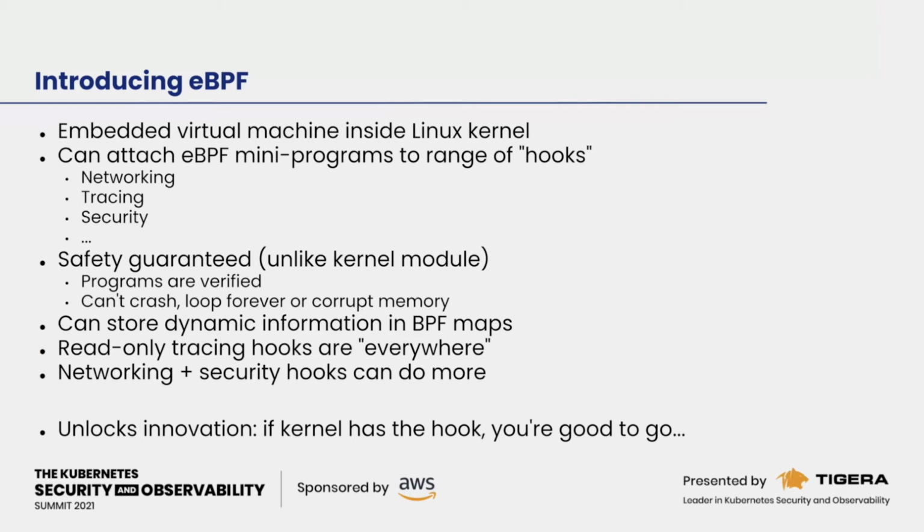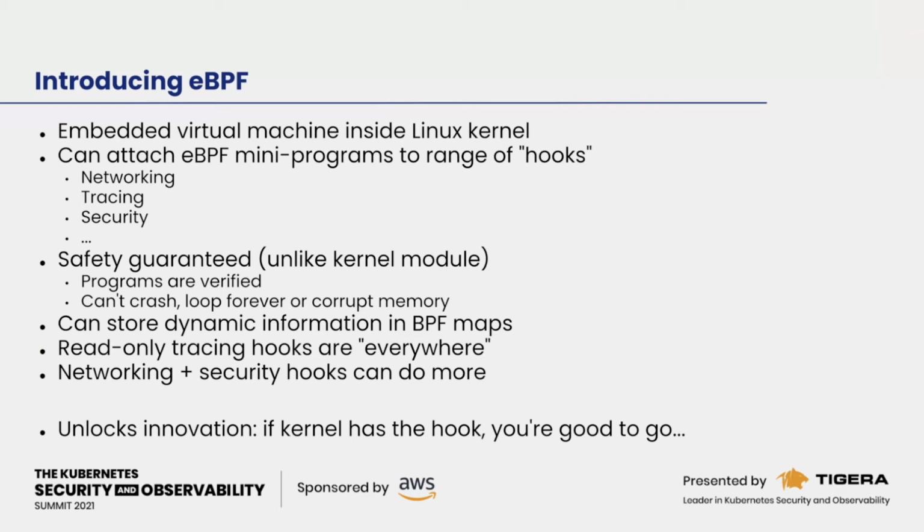There are other hooks. So I mentioned here there are read-only tracing hooks everywhere in the kernel. And the kernel basically allows you to attach a BPF program to almost any function inside the kernel. And I mean kind of subroutine function inside the kernel. And that allows you to inspect the arguments of the function. Then what you can do is you can take it and save it off into a BPF map. So you could save off some information into a BPF map.